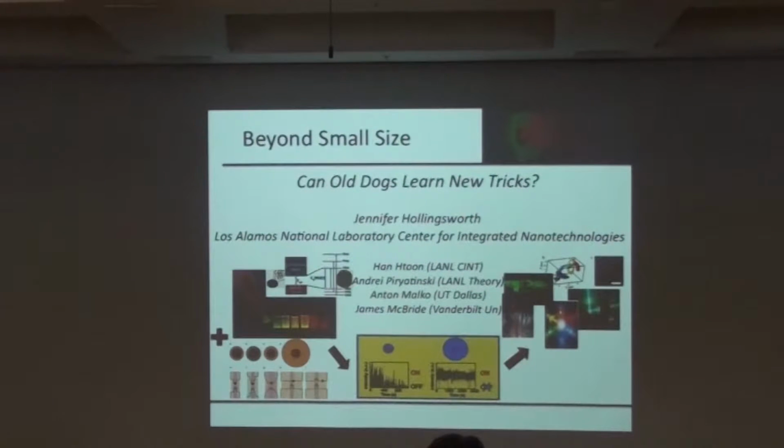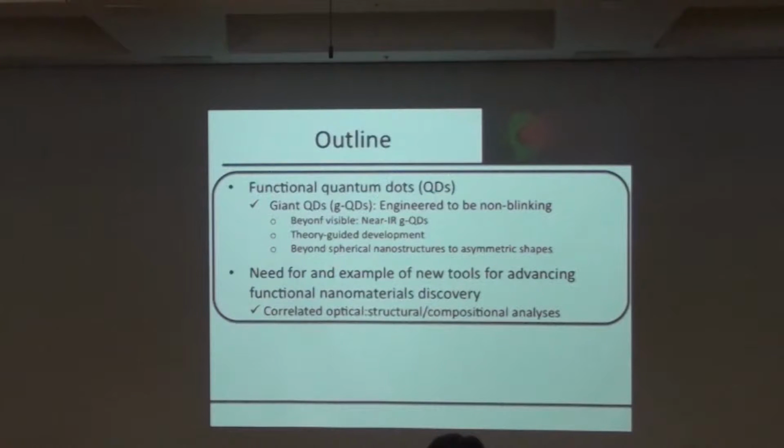As a brief outline to this talk, I'm going to describe functional nanocrystal quantum dots, and specifically the flavor that we invented a number of years ago now, the giant quantum dot, or GQD. These were engineered at the nanoscale to be fully non-blinking. I'll briefly describe how these came about and how we've moved beyond visible emitting giant quantum dots to the near infrared, which has some more relevance to bioapplications.